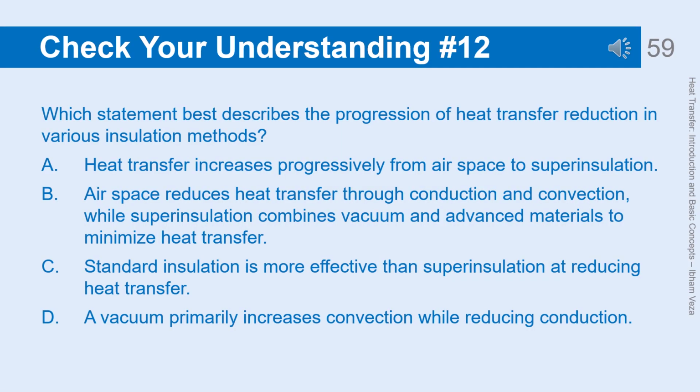Check your understanding number 12. This question compares the effectiveness of different heat insulation methods. The correct answer states that an air gap reduces conduction and convection, while superinsulation combines vacuum and advanced materials. This sequence shows a progressively greater reduction in heat transfer. This understanding helps in selecting the most appropriate insulation solution. It also emphasizes the role of system design in controlling energy losses.